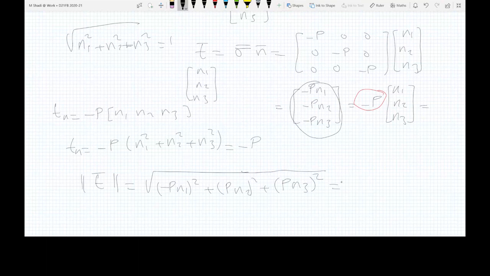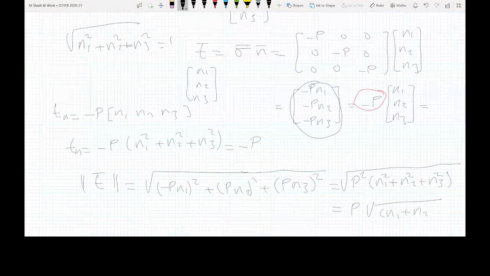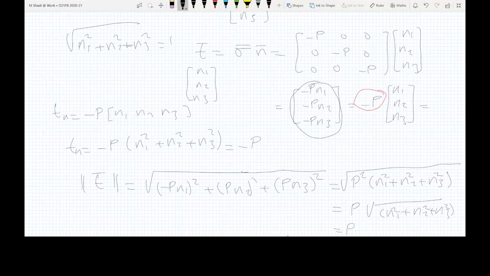So the length of that is going to be p squared multiplied with n1, n2, and n3 squared. Take the square root, or you just simply take p multiplied with the square root of n1, n2, n3 whole squared. So again, the length of the normal direction is equal to 1. So this is going to be equal to p. So the length of t is equal to p.